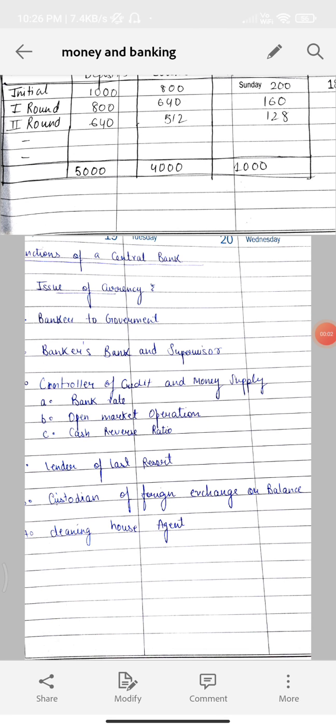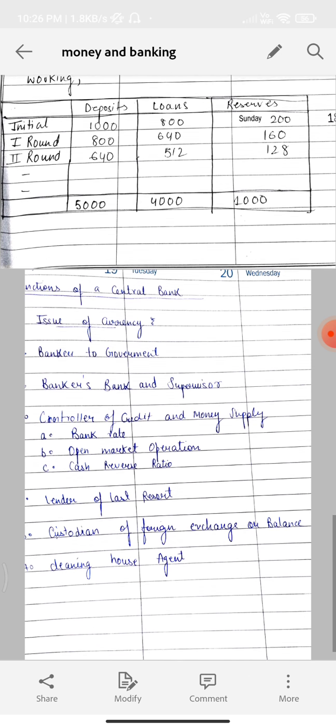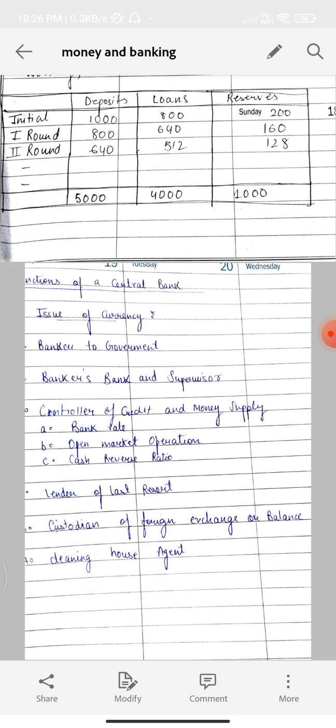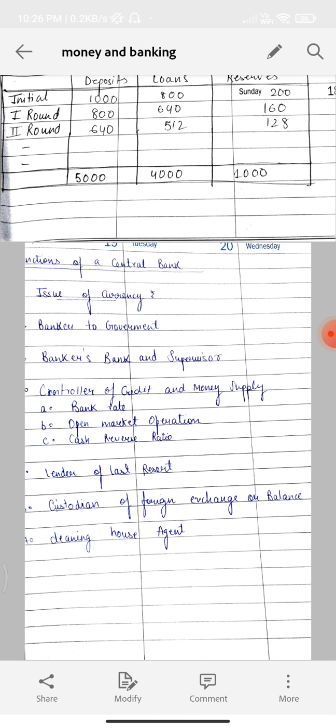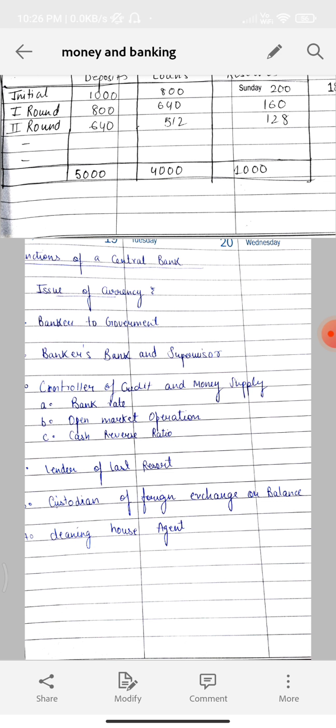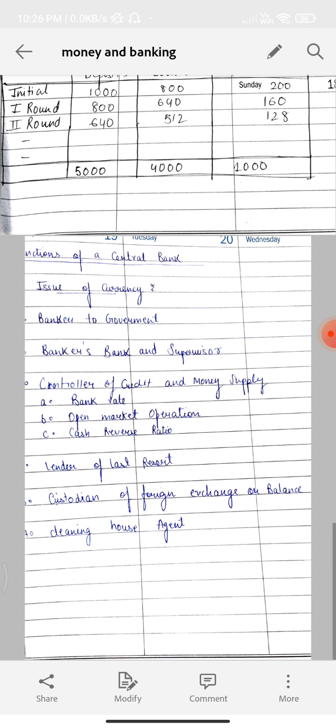Hey guys, welcome to the fourth lecture of the unit Money and Banking, Economics class 12th. In the previous three lectures we talked about money's meaning, definition, supply of money, money creation and money multiplier. These are very important and interesting topics that you must know about this chapter.